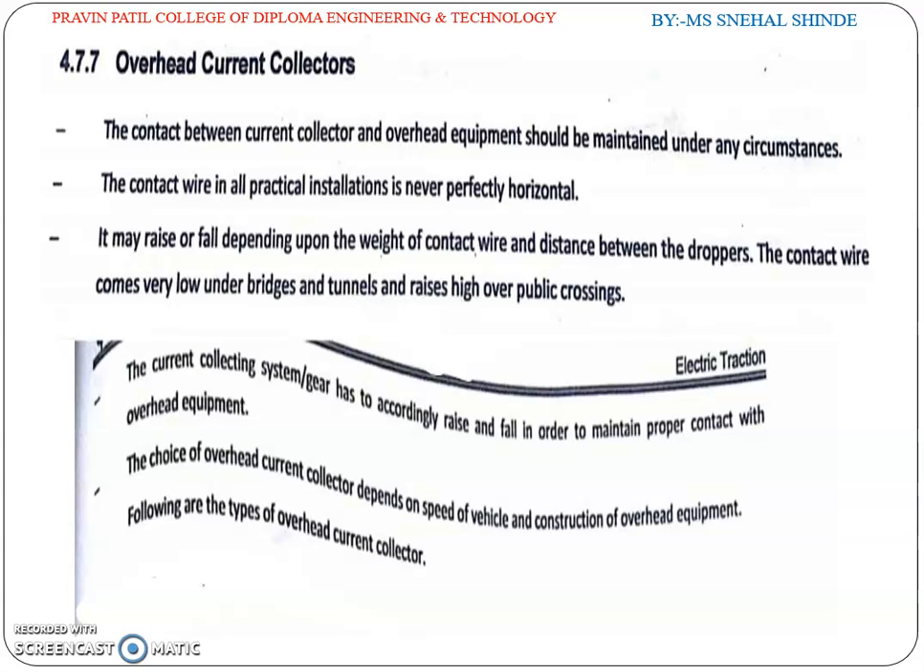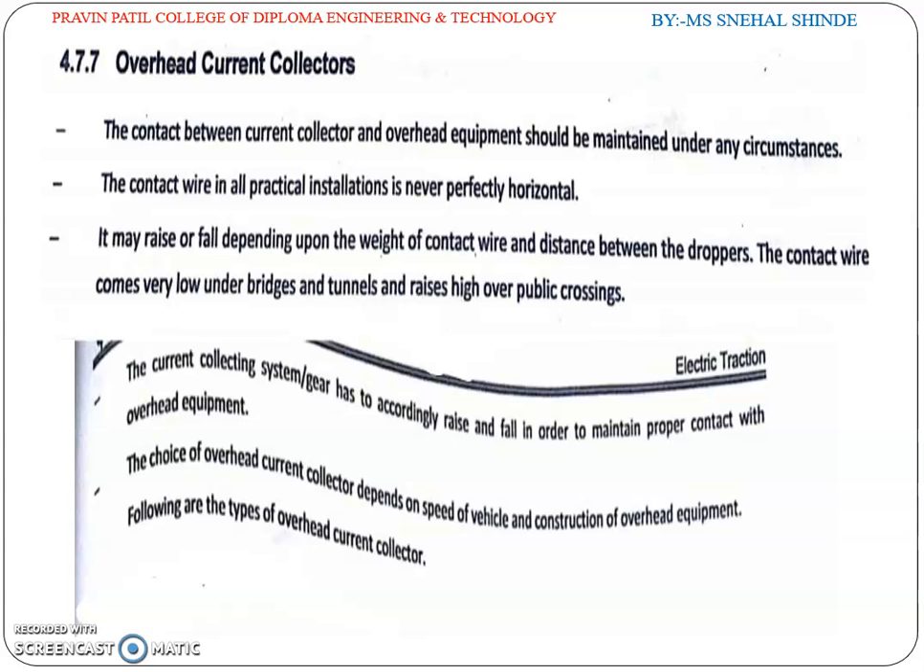So the choice of overhead current collector depends on the speed of the vehicle and the construction of the overhead equipment. So this is the overhead current collector. In this overhead current collector, as we have seen in the block diagram of the AC locomotive, in this we have seen the current collector.